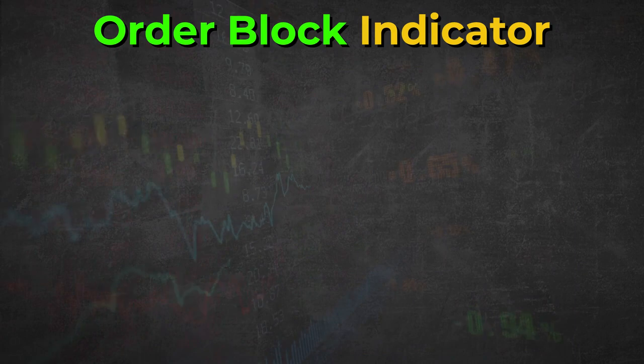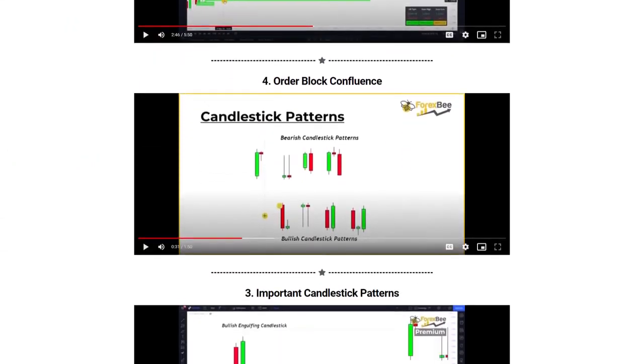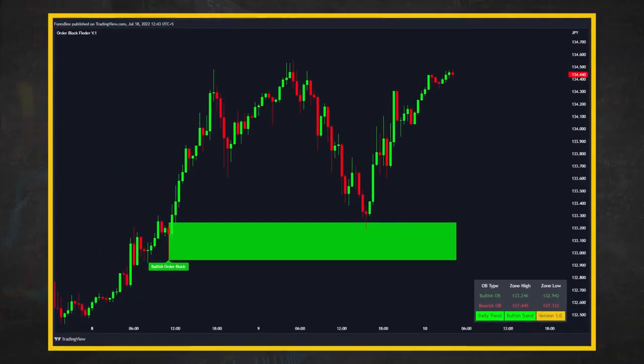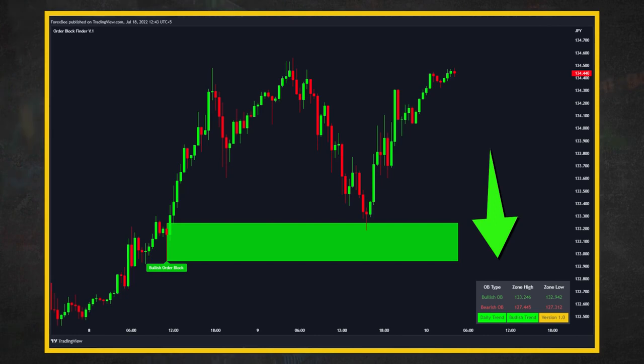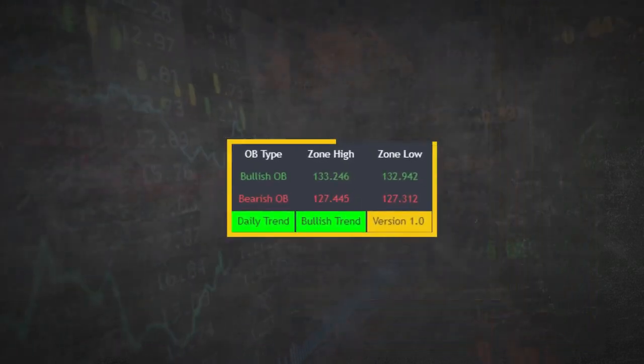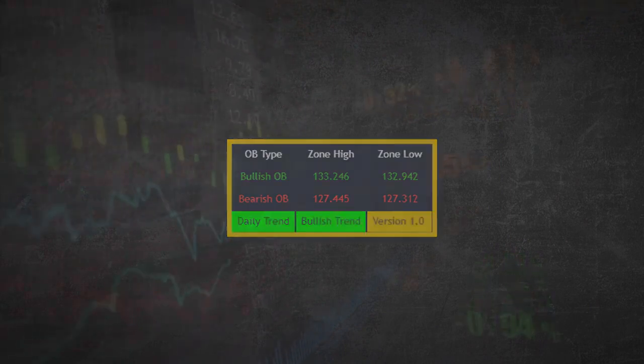This is just one confluence and one strategy. We have discussed more confluences and strategies in detail inside the video bundle that comes with the order block indicator. We can also see this table at the bottom right of the chart. This table shows us the highs and lows of the order block zones and also gives us an idea about the overall trend in the market.